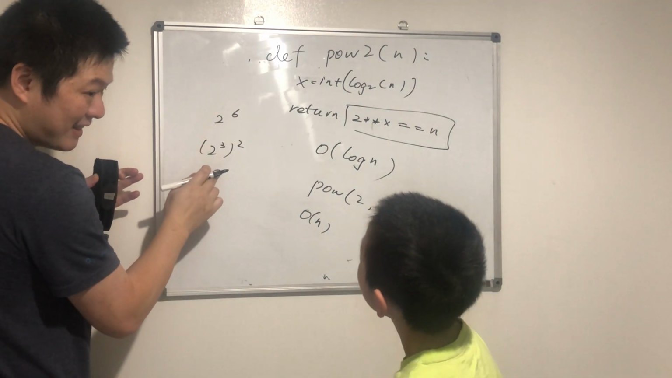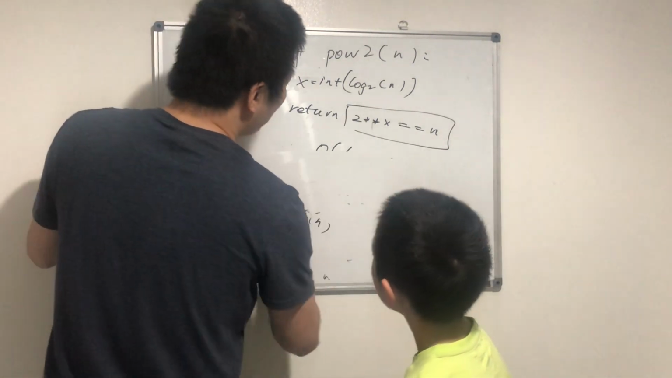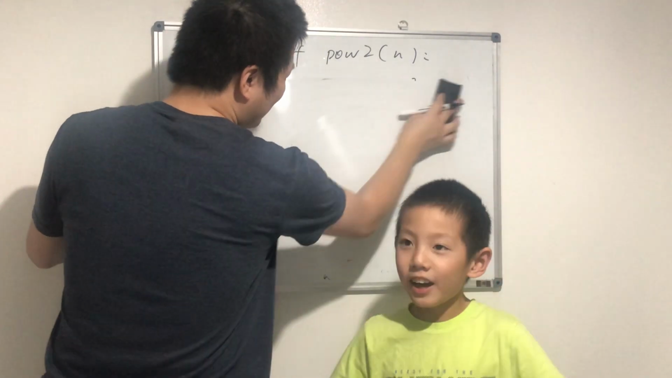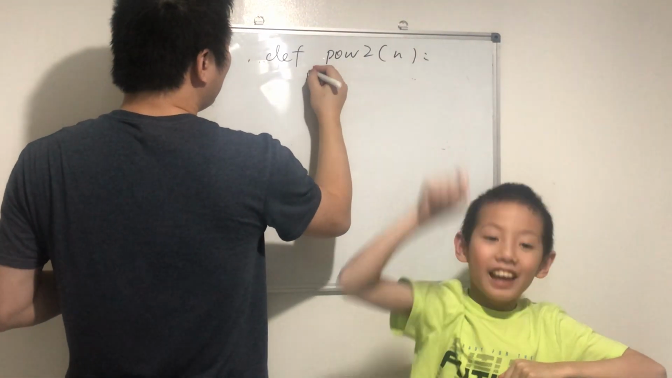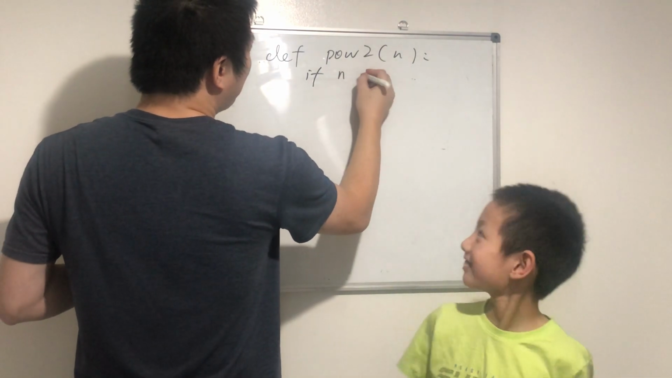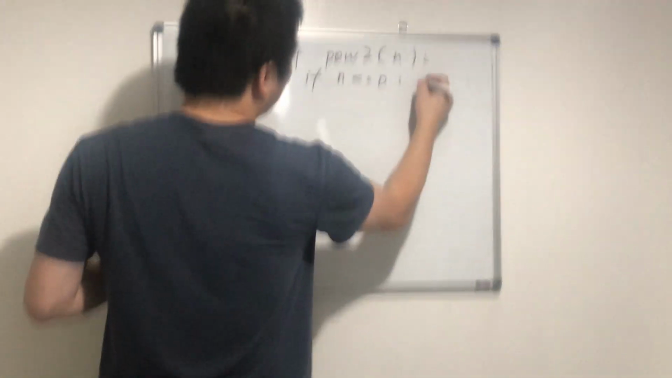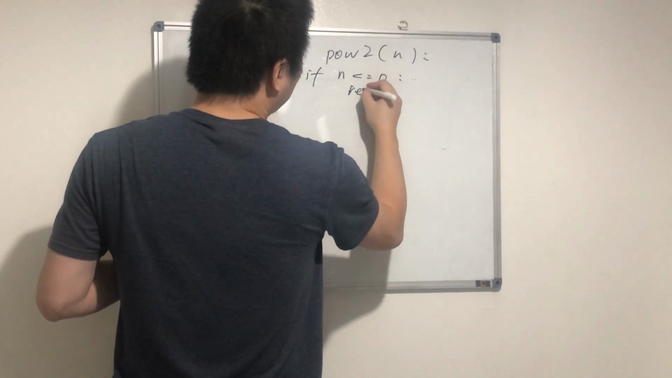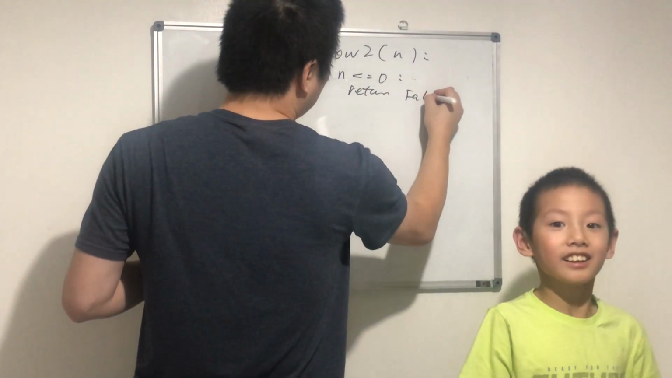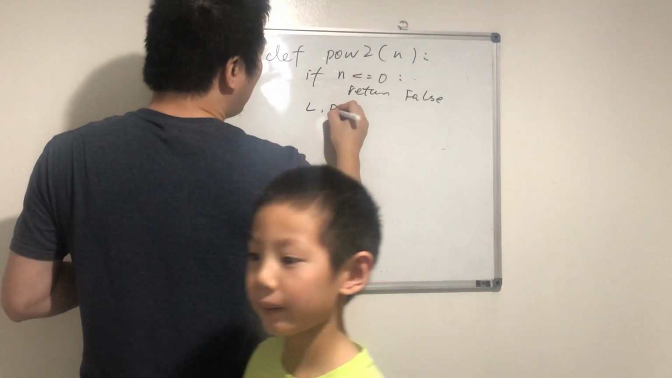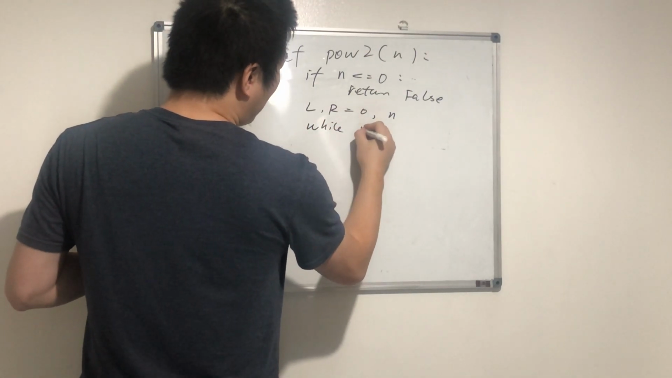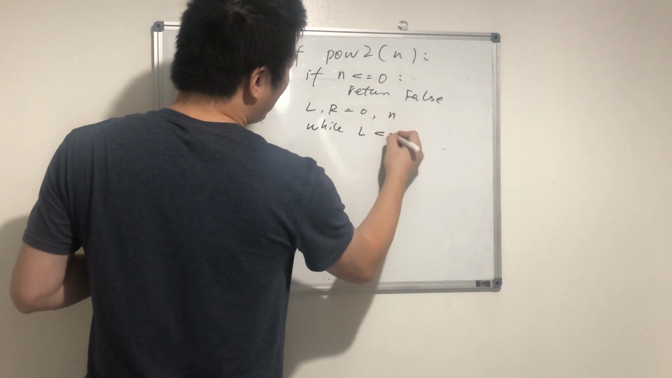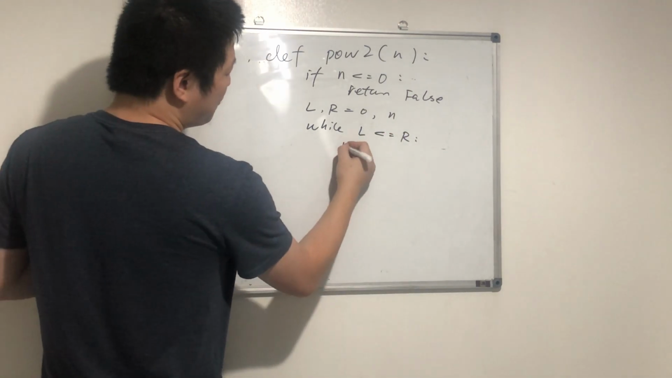Got it? Okay, so, binary search. Remember, binary search is the same: up there is 3, and down there is 2. If n is smaller than or equal to 0, return false. This is the same. Okay, you tell me: L, R, 0, n, okay? While L is smaller than or equal to R, right? Mid, what's mid?